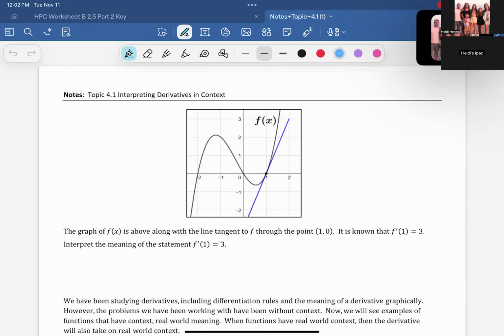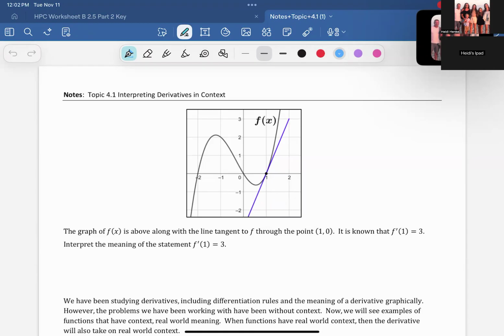Okay, so we are going to learn section 4.1 in this video. This is taking derivatives and just looking at them in more of a real world context. So still a lot of the same stuff we do with derivatives, but kind of looking at it in actual word problems that have meaning to them.